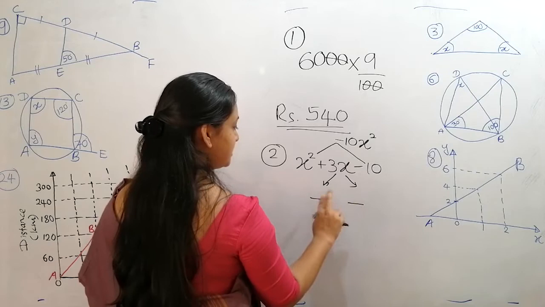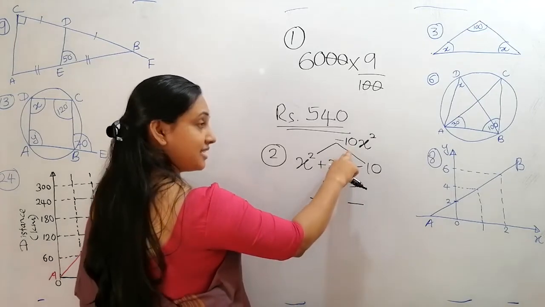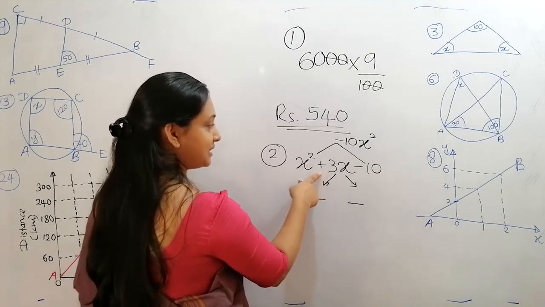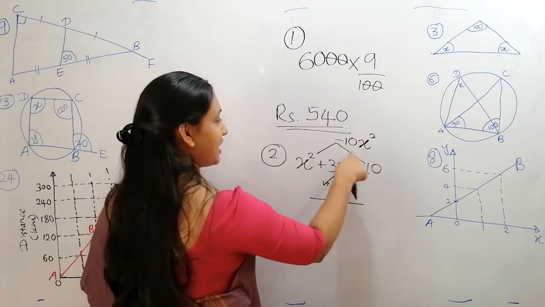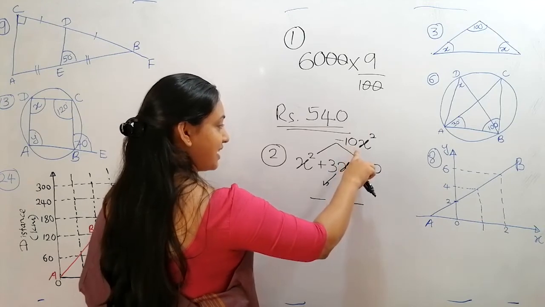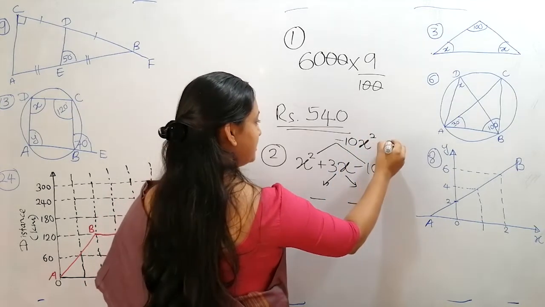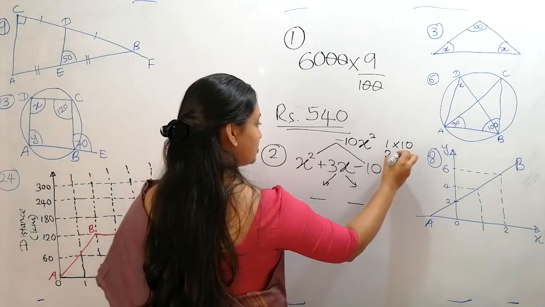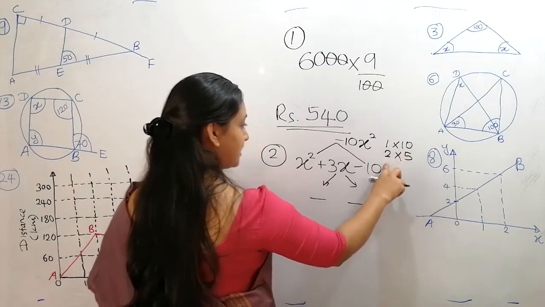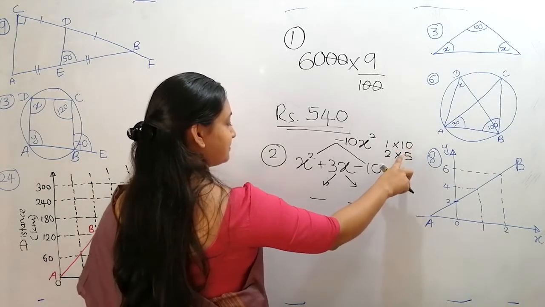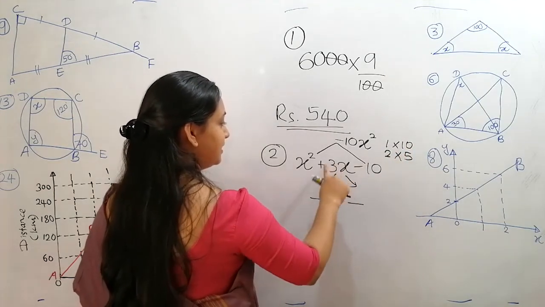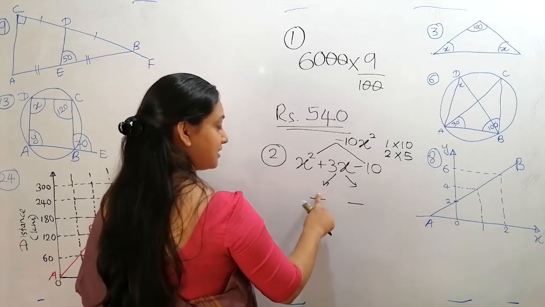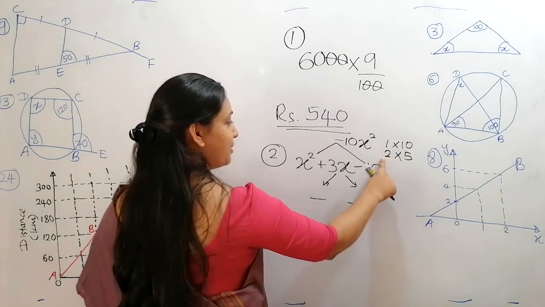The product of these two terms should be equal to minus 10x squared, and the sum of these two terms should be equal to the middle term. For that, we can find the factors of minus 10x squared. Then 10 means 1 into 10 or 2 into 5. Here the plus 3 should remain. The sum of the two terms should be plus 3. Then we can get plus 5 and minus 2.